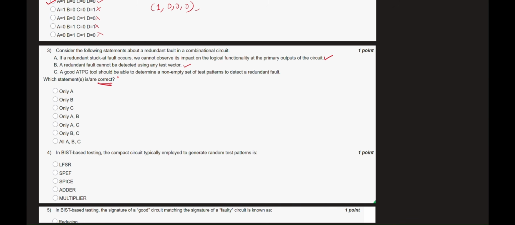A good ATPG tool should be able to determine a non-empty set of test patterns. No, there is actually no test vector that can detect a redundant fault. Therefore, option C is not correct. So the correct statements are A and B. So this is my option.